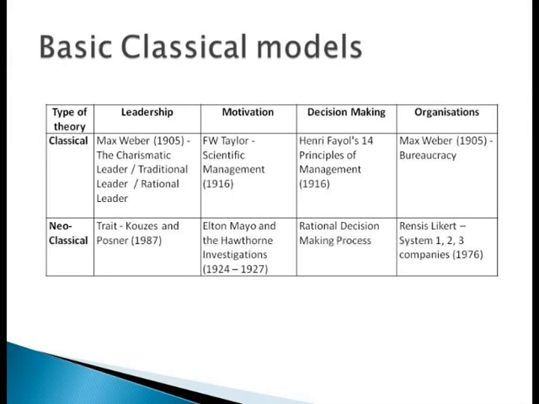So we're looking at four strands of organising in business. We're looking at leadership, motivation, decision making, and organisations, and some other little bits and pieces. And the key players in this first tranche of authors are Max Weber, Frederick Taylor, Henri Fayol, Rensis Likert, Elton Mayo, and Kouzes and Posner. The key one is Max Weber.